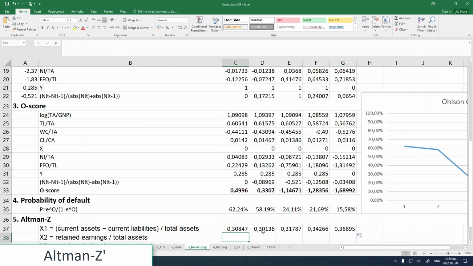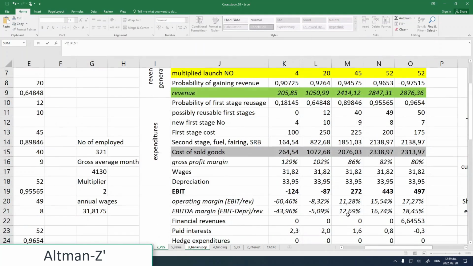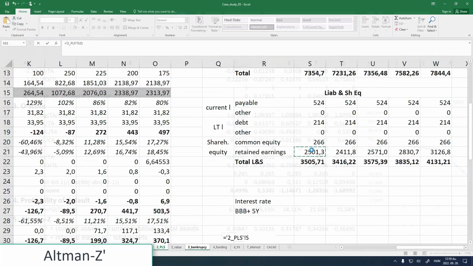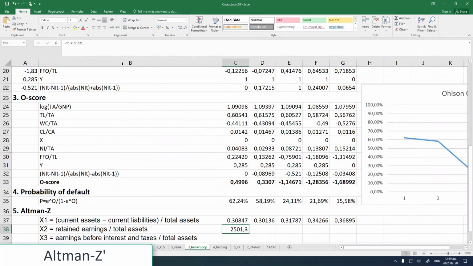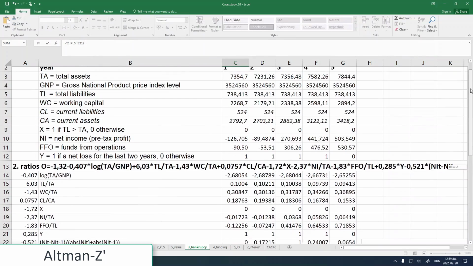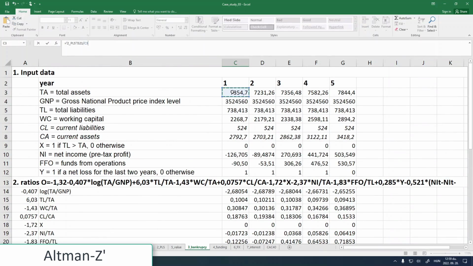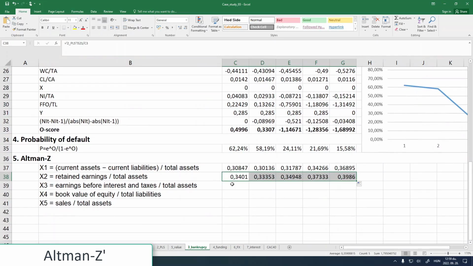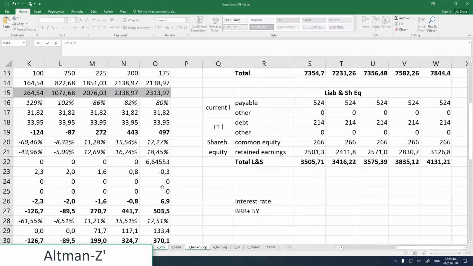Retained earnings. From the profit and loss statement, we have here the retained earnings, divided by total assets. Earnings before interest and taxes, so EBIT, divided by total assets.